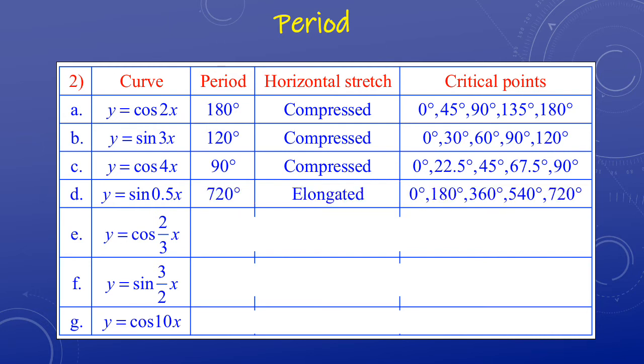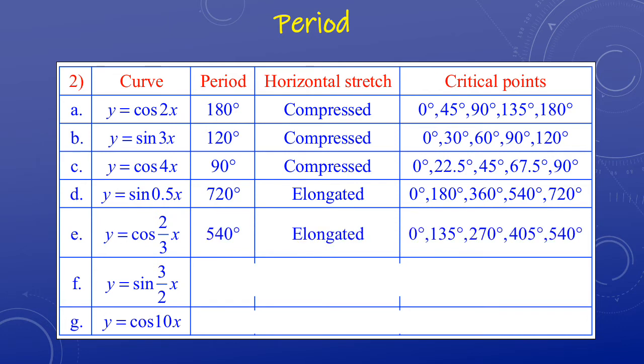For D, y is equal to sine of 1/2 x. The period is 360 degrees divided by 1/2, which is 720 degrees. This is greater than 360 degrees, so the curve is elongated. The critical points will be 0 and 720 at the extremes, 360 degrees in the middle, and then the second one is 180 degrees, and the third is 180 plus 360, or 540 degrees.